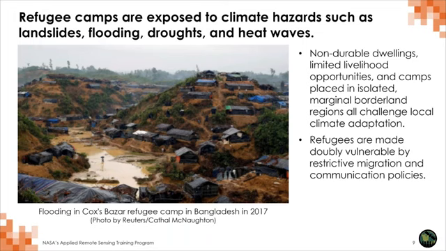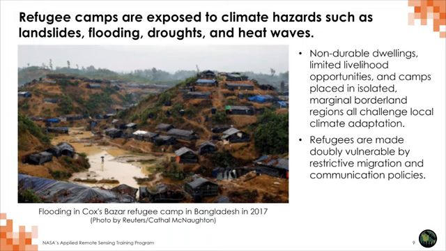As we've talked about in previous parts of this training, we have a global distribution of refugee camps and refugee settlements around the world. Many of these settlements have non-durable dwellings, so dwellings that are ephemeral or temporary, or constructed without any formal safety protocols that would help protect against or mitigate the effect of landslides, flooding, things like this. We also know that camps are often placed in isolated and marginal borderlands.